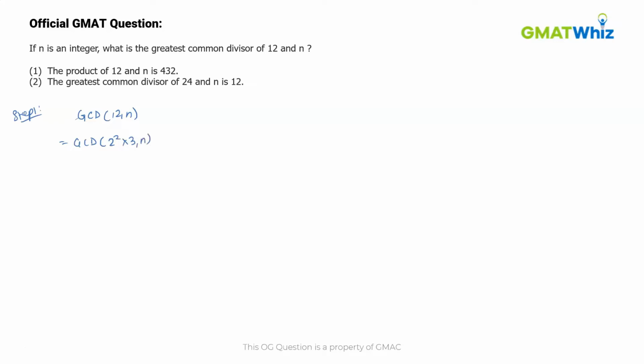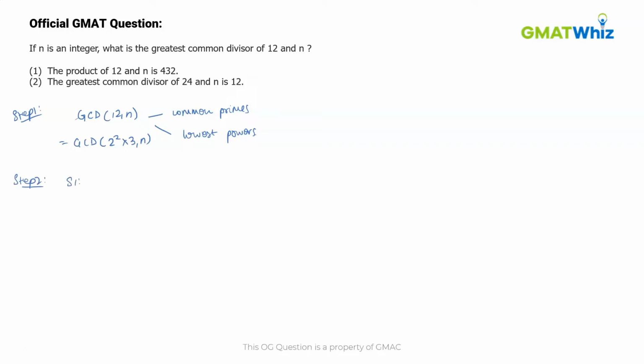Now to find the GCD, we have to look out for two things. First would be to note down the common primes, and the second would be to consider the lowest powers. Now we move on to step 2.